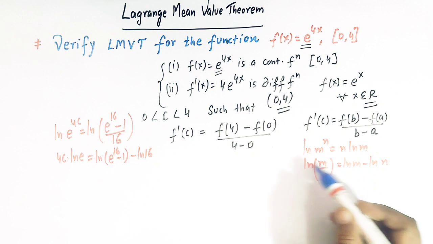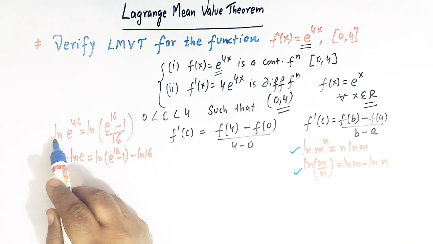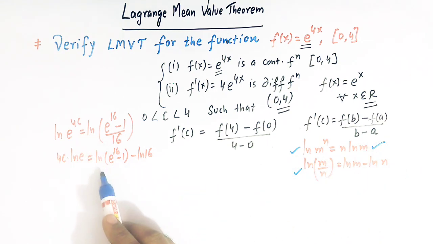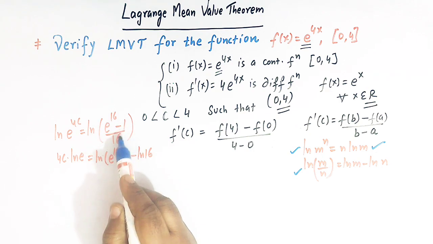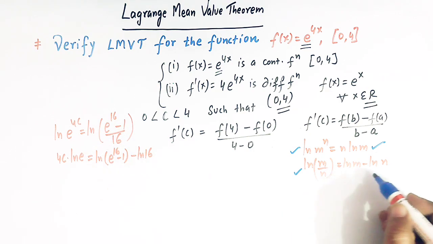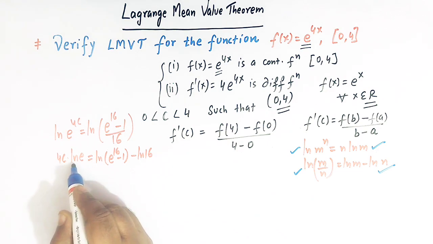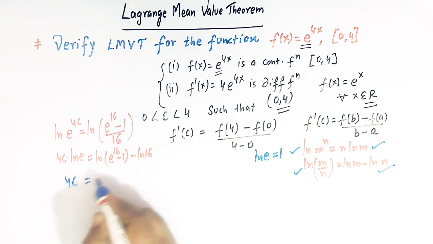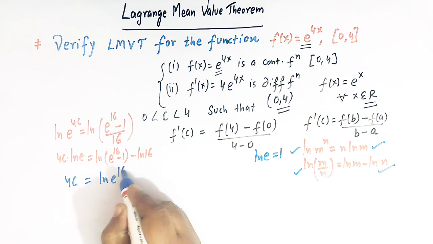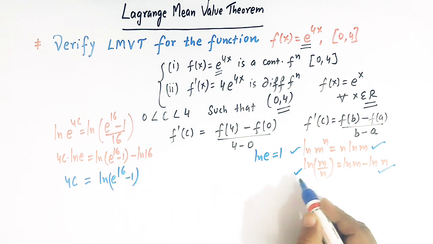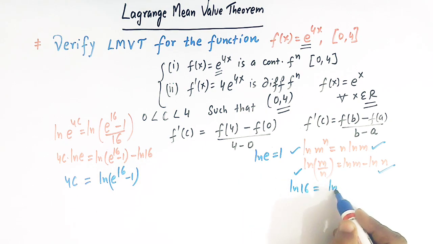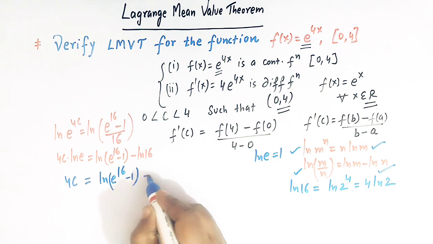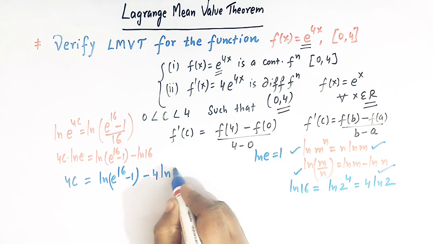So here we have applied these two properties. Log of e raised to 4c, we have applied this property, and we have written log of e raised to 16 minus 1 over 16 like this, using this property, right? So now log of e is equal to 1. So here we have 4c simply, and here we have log of e raised to 16 minus 1, and log of 16 can be written as log of 2 raised to 4, that is equal to 4 log 2, right? So here we'll write 4 log 2.